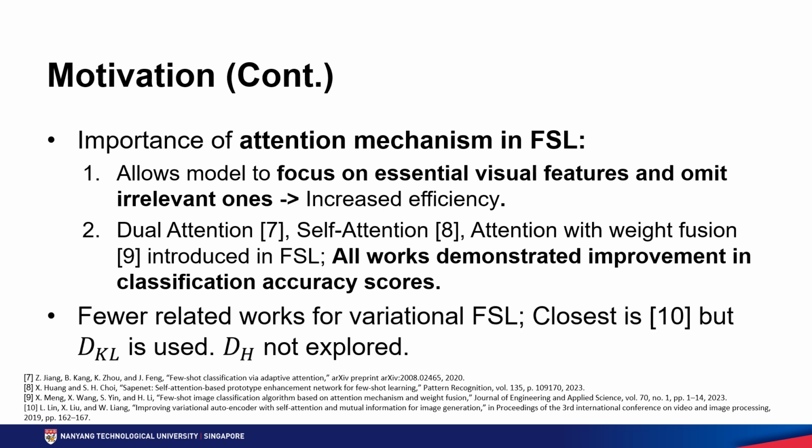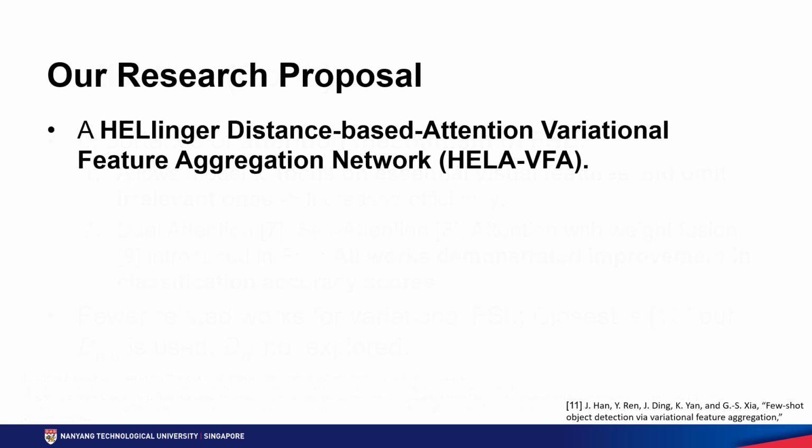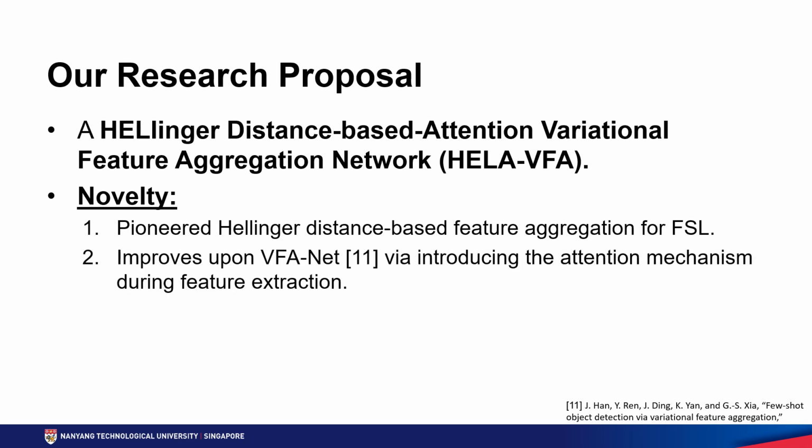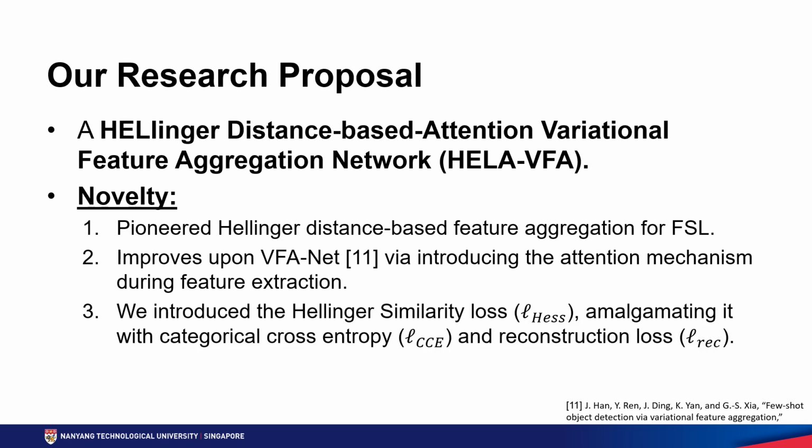As far as we know, there are fewer works that exist on variational few-shot attention-based classification. The closest we have is cited here, but the work considered KL divergence instead of Hellinger. Therefore, we propose the HELA-VFA, the full form is described over here, which contains the following novelties. Firstly, we pioneered the Hellinger distance-based feature aggregation for few-shot variational learning. Secondly, we improved upon the VFA net via introducing the attention mechanism during the feature extraction pipeline. Lastly, we also introduced the Hellinger similarity loss, amalgamating it with categorical cross entropy and the reconstruction loss.